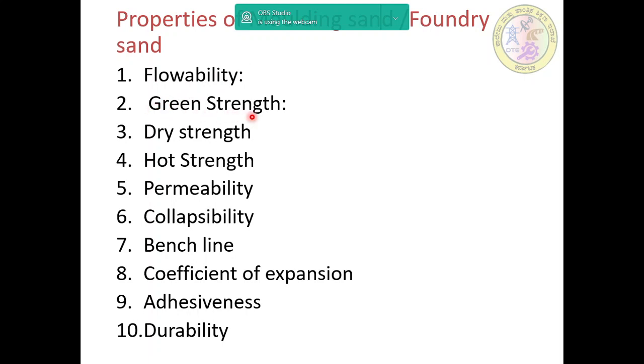Next, we'll go for green strength. Here, green is nothing but not the color. It is the strength of the sand in the moist condition or green condition. A mold with adequate green strength will retain its shape, does not distort, and will not collapse while handling it. A mold with adequate green strength resists metallostatic pressure and sand erosion while molten metal is flowing in the mold. Good molding sand should have good green strength.